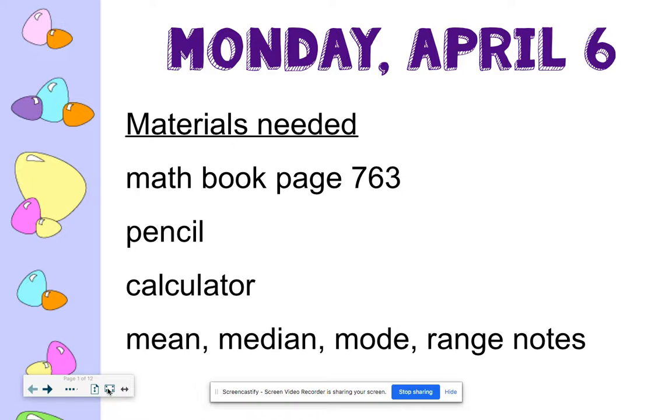Today, you are going to need your math book. Open to page 763. You'll need a pencil, get your calculator, and located in your Google Classroom are notes on mean, median, mode, and range.